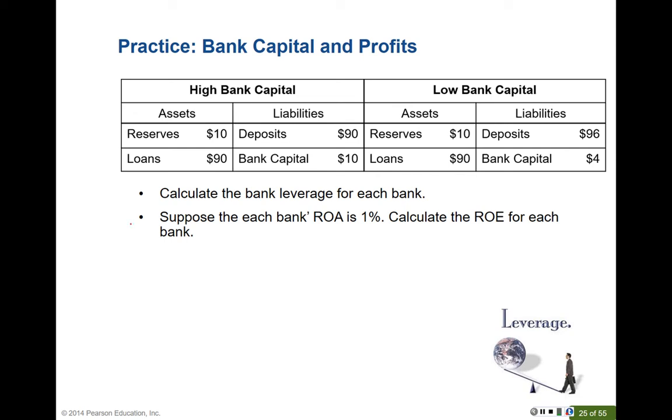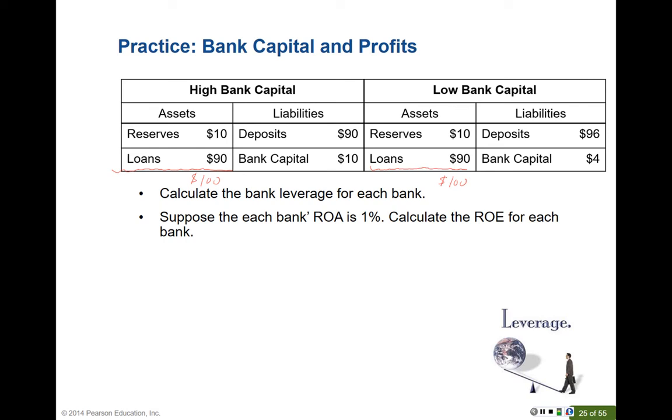Both banks have the same amount of asset. If you look at the high bank capital, the total amount of asset is $100, 10 plus 90. Similarly, the low bank capital also has a $100 asset. So both banks have the same amount of the asset and the same components on the asset side.